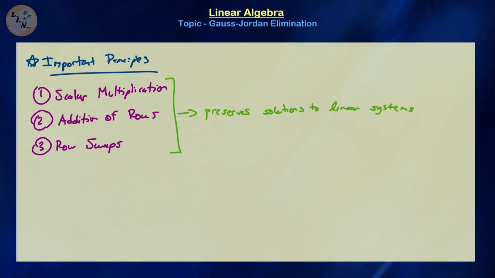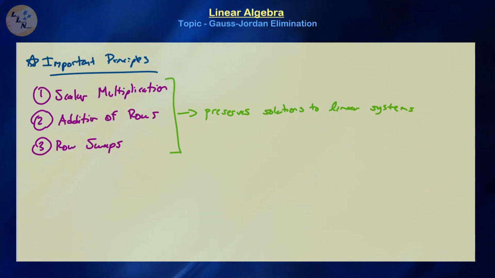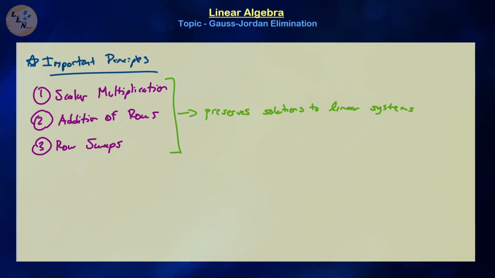In particular, scalar multiplication, addition of rows, and row swaps all preserve the solutions to linear systems. When we multiply an equation by, say, 3, when we swap, say, rows 1 and 3, or when we add, say, rows 2 and 4, even though we are now working with different systems, the solution to that system will always be the same.